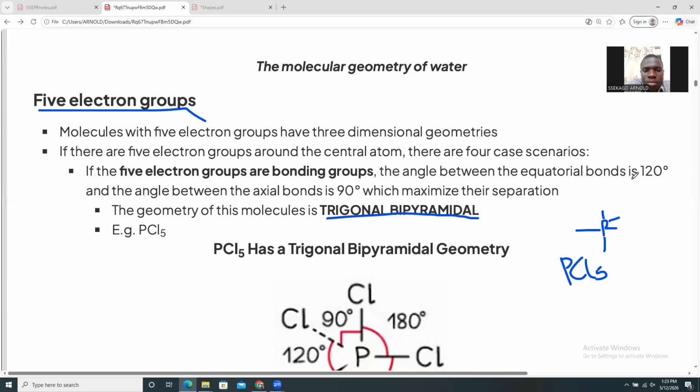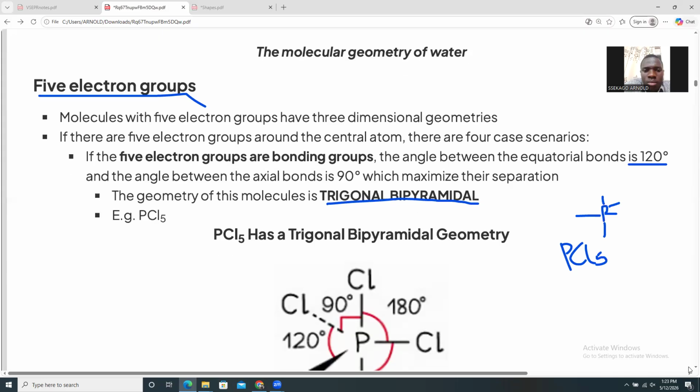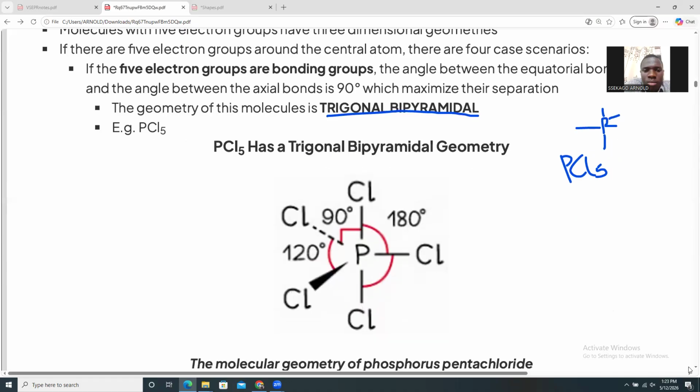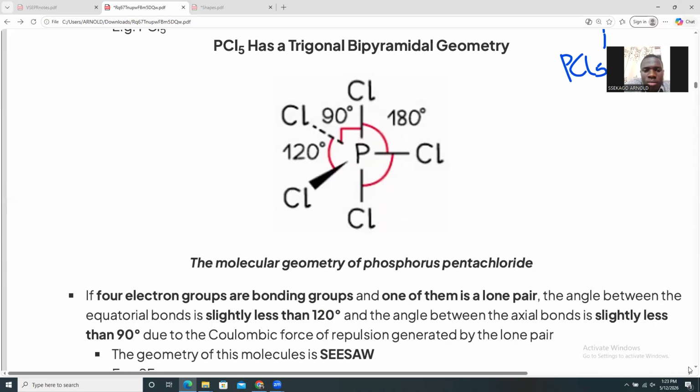Now this is a bit chaotic because we can have those that are situated in equatorial format at 120, and those that are at 90, and others at 180. A clear view is here.